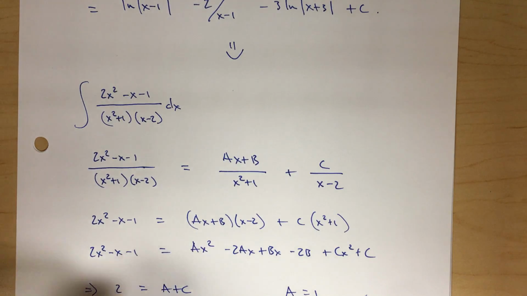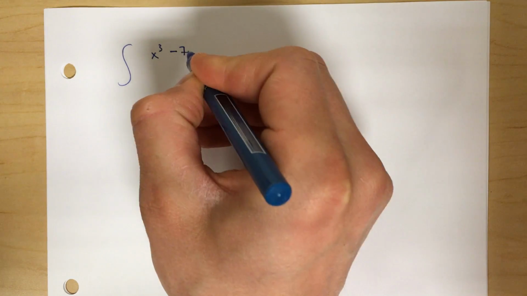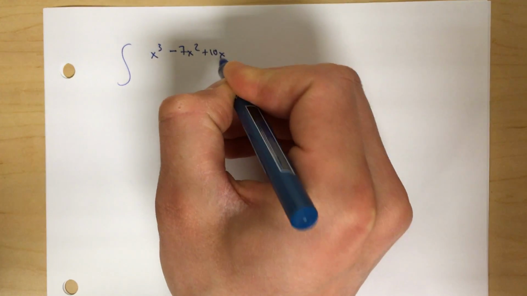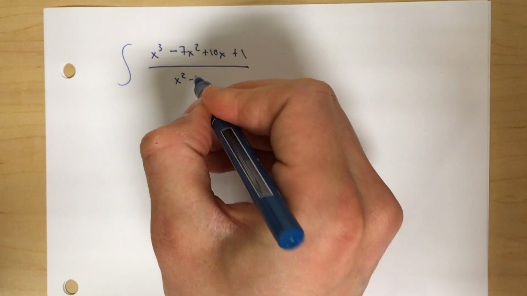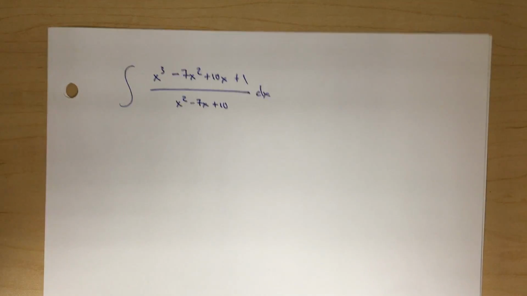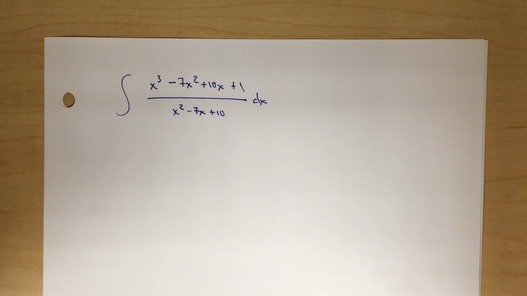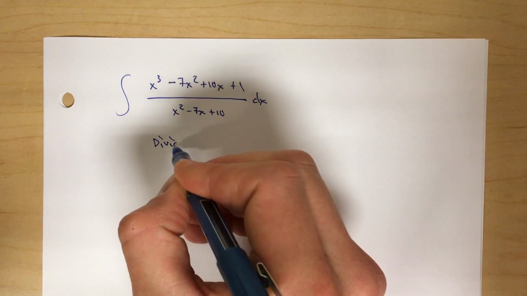Oh boy. All right, I've got one more problem for you guys, and then we're going to call it quits. So let's take this one. The antiderivative of x cubed minus 7x squared plus 10x plus 1, all divided by x squared minus 7x plus 10 dx. Now, in this case, the numerator has a higher degree than the denominator. So if that happens, you need to divide first.